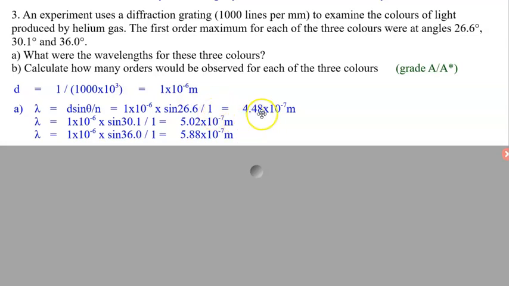So we can put the numbers in, and we get 4.48 times 10 to the minus 7, or 448 nanometers, which sounds about right. That's going to be visible light, which would suggest it's correct.